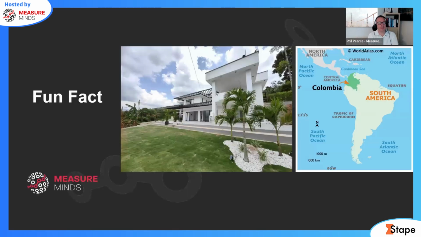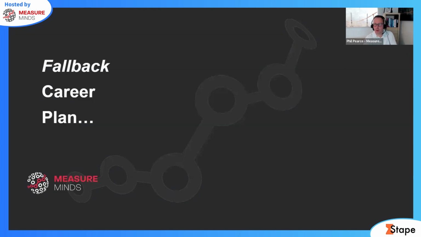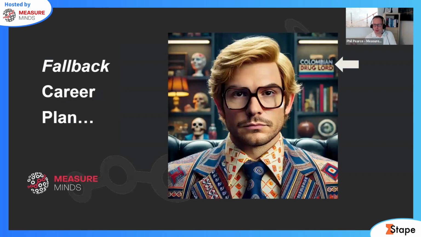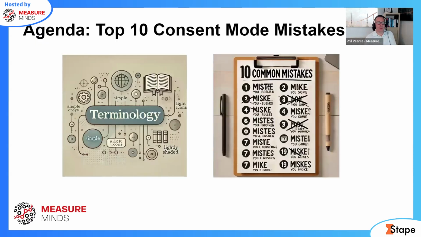Quick fun fact about myself. My wife is actually Colombian. We met in New York, and over the course of COVID, we've been building a house in Colombia. Here's a little picture of it. So if my analytics career goes completely pear-shaped, don't worry, I've got a fallback career I can rely on. Yes, I can become a Colombian drug lord. Thankfully, analytics is going okay at the moment, so we'll stick to the plan.